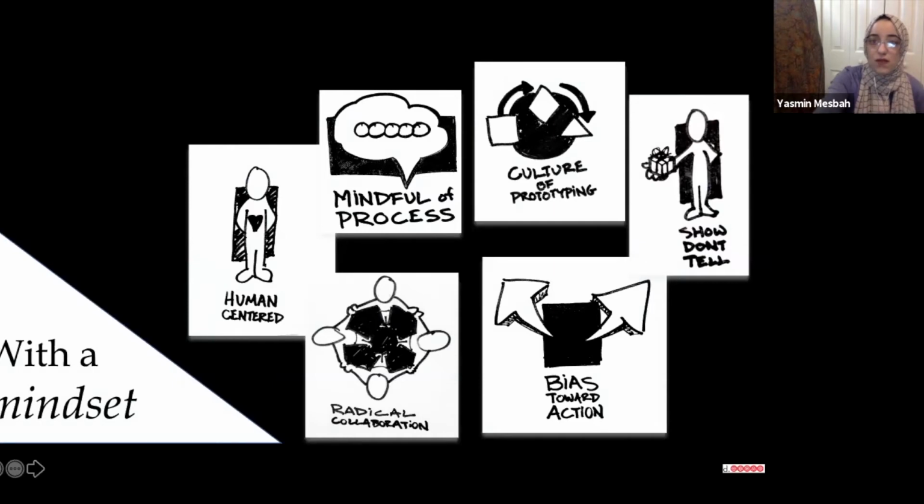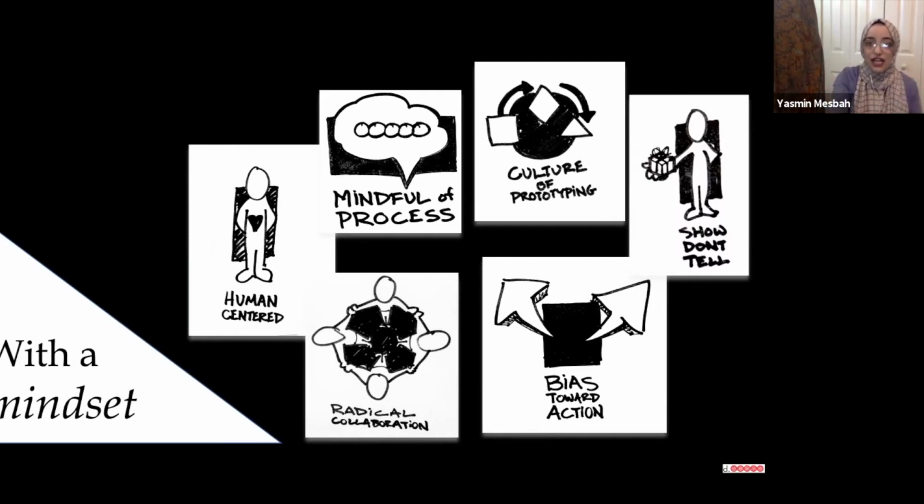And these are just some of the things that you keep in mind when you are using the design thinking process. So remember, human-centered, that's at the heart of it, right? You have to be designing for people. You have to be mindful of the process, right? So you have to keep in mind what the different steps are that I'm going to have to be taking and planning for it, right? You have to focus on collaboration, right? And we use the word radical because you really, really have to collaborate.